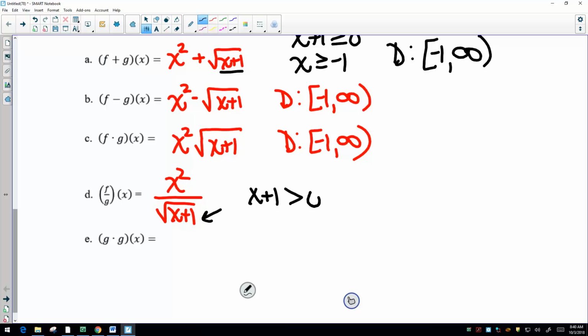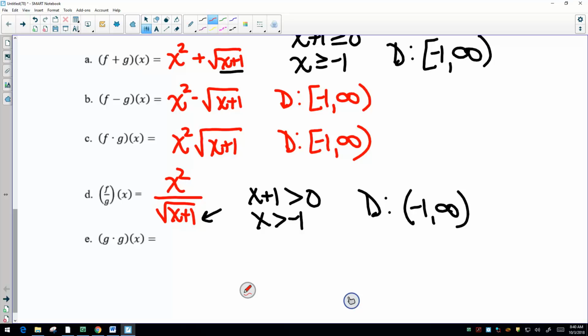So the only thing we have here is that x plus 1 has to be greater than 0. When we solve, you're going to see a slight change in the domain: the domain this time cannot equal -1. So now I'm going to have to show a soft bracket, -1 out to infinity.